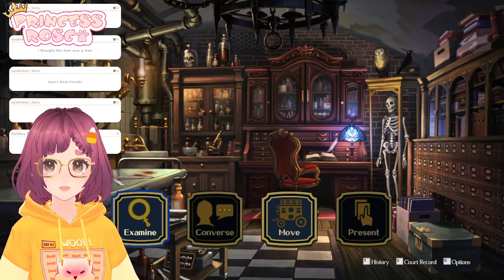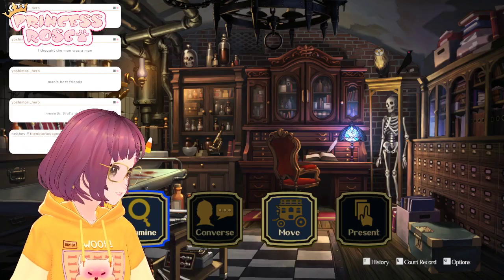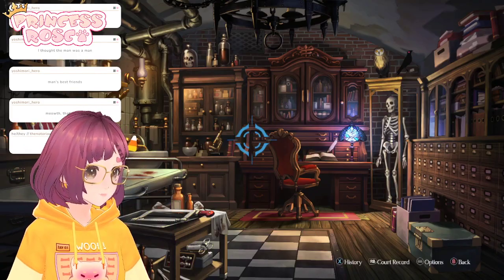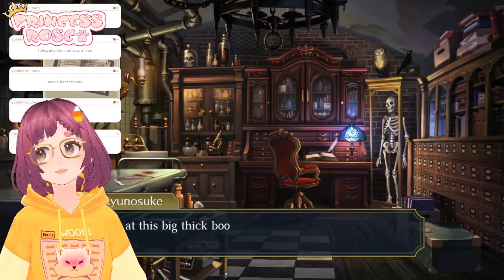You want to examine the book on the desk. Oh, the book on the desk. Okay, did we miss something? Oh, okay. The one was okay. I went too fast. Okay.